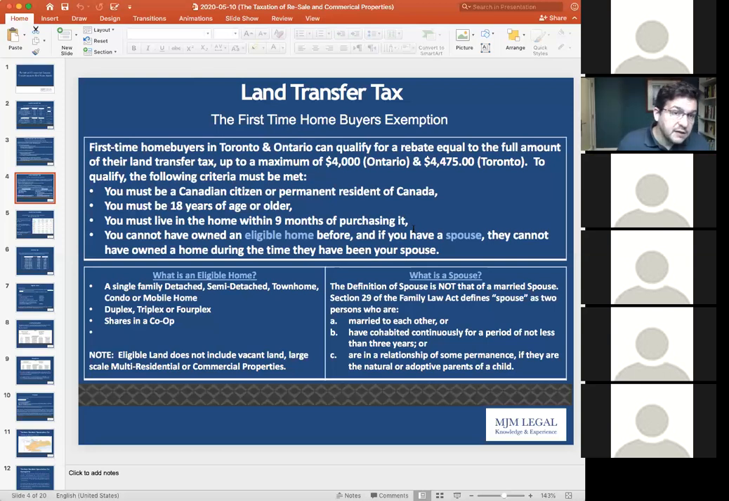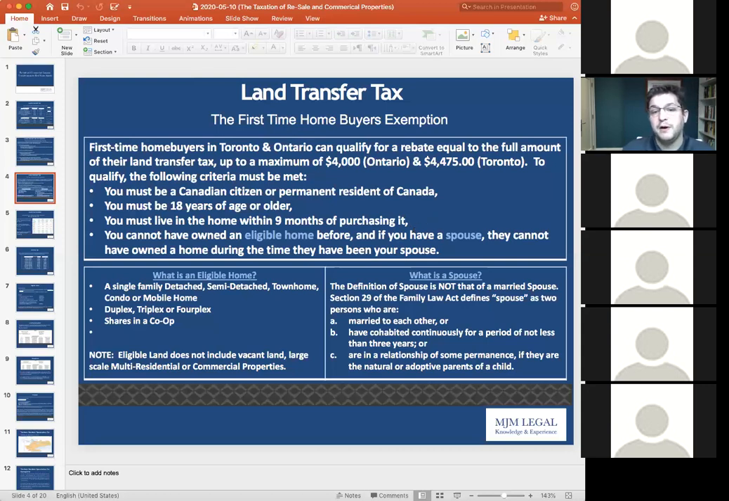It means that you got married, there was a priest or someone else officiating, you registered as married, there you go. But that's not the definition of spouse that the land transfer tax authorities use in order to determine whether or not the person who is deemed to be a spouse owned a home at the time that they were your spouse. In fact, the definition of spouse is that found in section 29, which is the non-married version of spouse. And it includes either people who are married to one another or people who have cohabitated for a period of not less than 3 years, or people who are in a relationship of permanence, meaning that they have a child. If any of those things are true, then that person is your spouse. And if that spouse has owned property at the time that they have been your spouse, then you do not qualify for land transfer tax exemption.